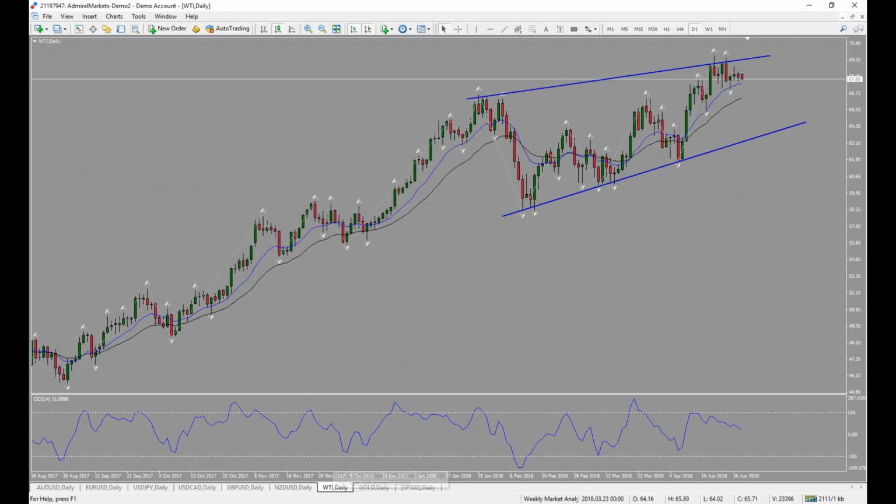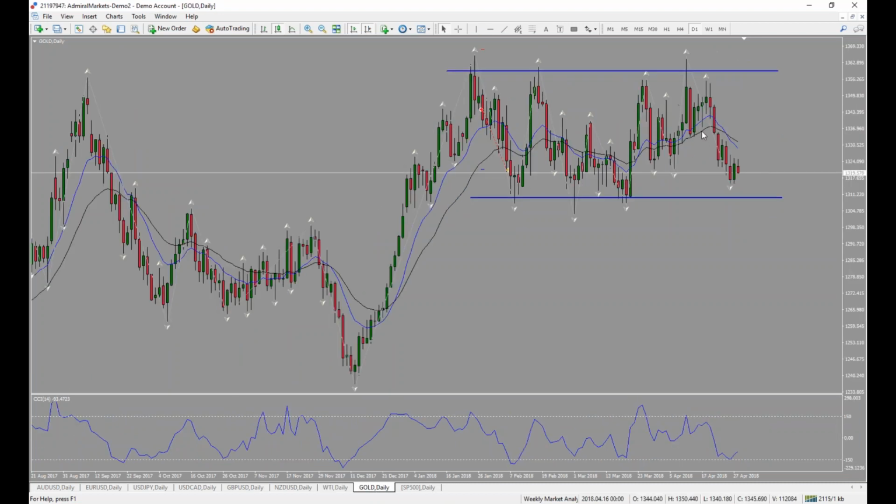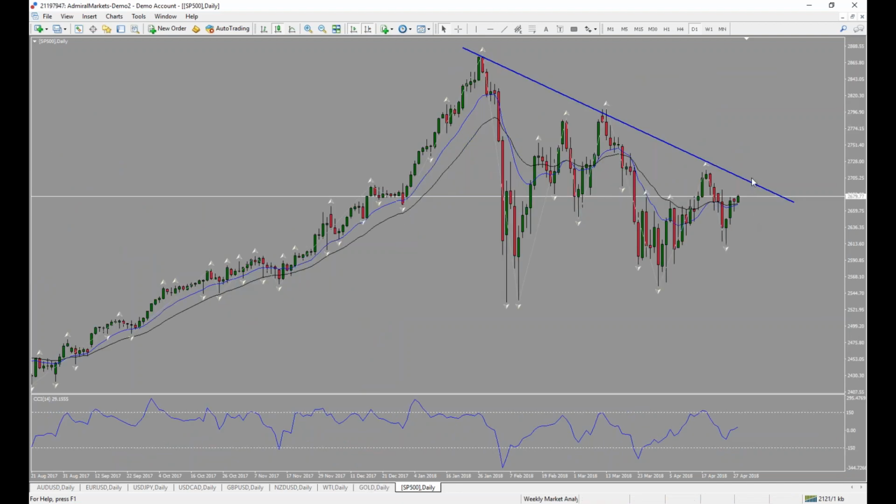WTI, let's see if it comes down to meet us at the bottom line. Gold, nice horizontal channel. Let's see if it meets us on the bottom line as well. S&P 500, we are keen to see what happens on this top line over here. Okay.